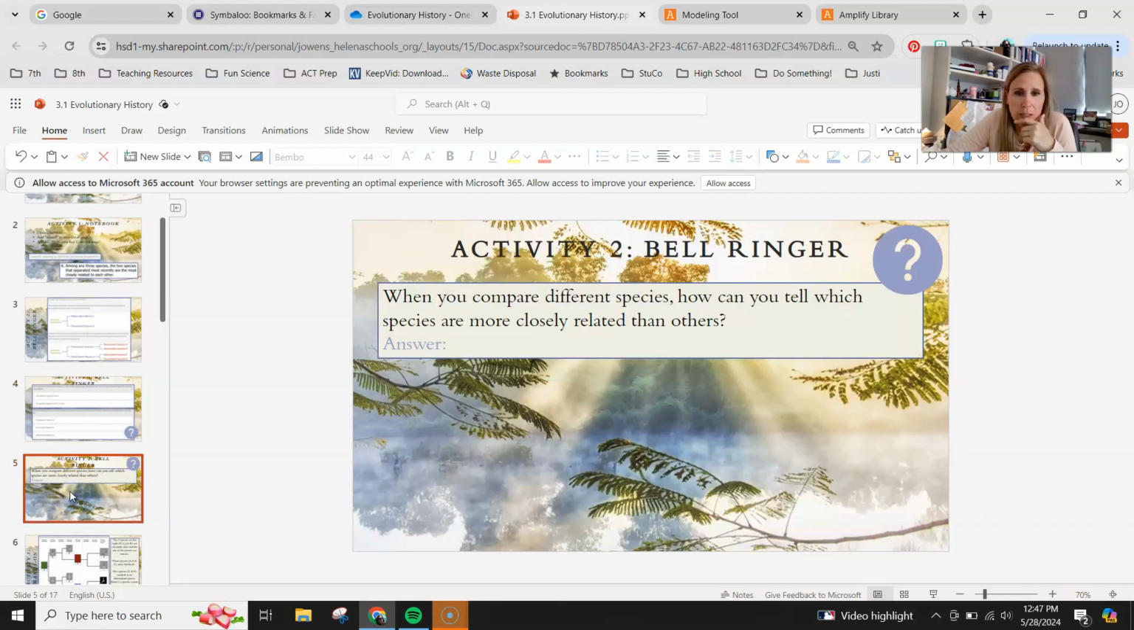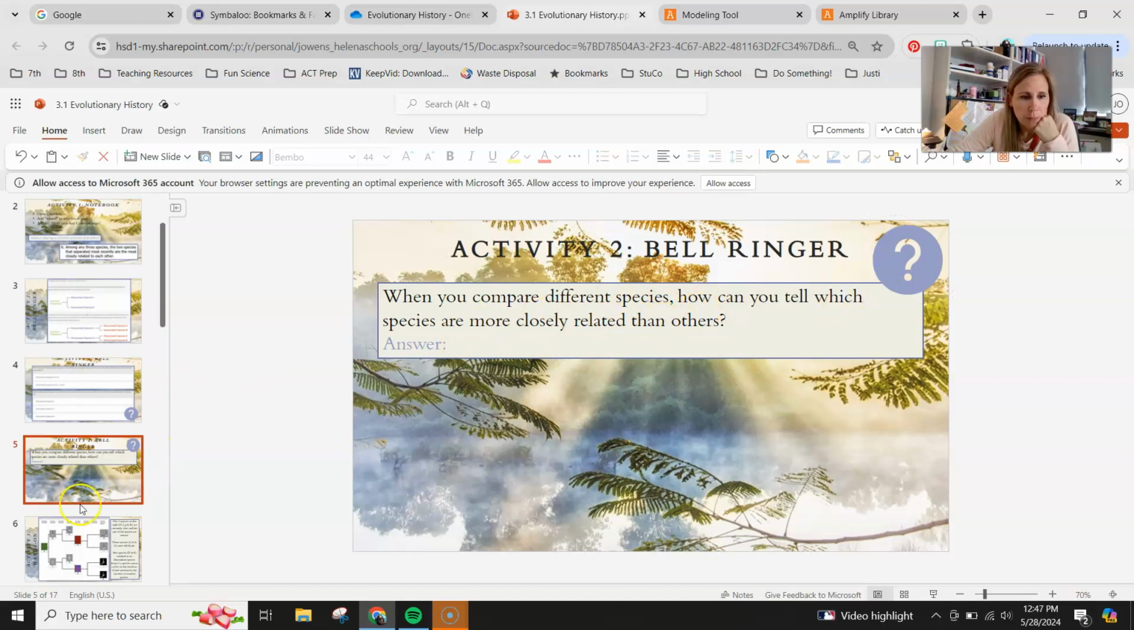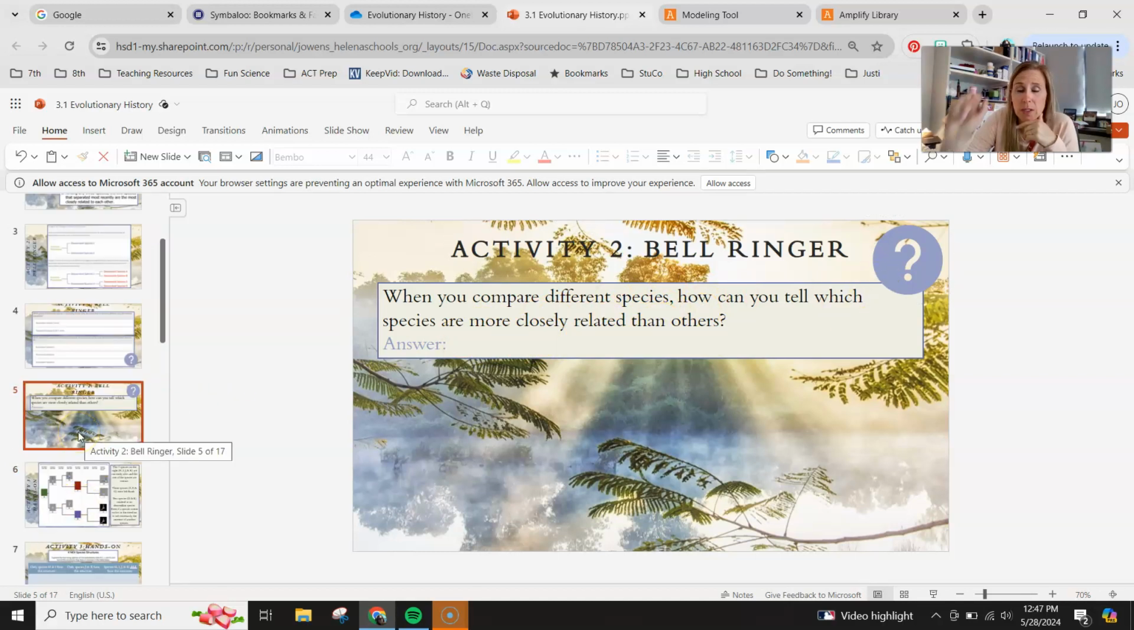Okay, and then finally, when you compare different species, how can you tell which species are the most closely related to others? So which ones are more closely related? How do you know? Okay. So once you take a second, pause the video. Once you are done with your bell ringer and your notebook, you can come back and we will talk about this little hands-on activity that you will just do in your brain. So pause, finish up your slide 5, and then we'll come back.